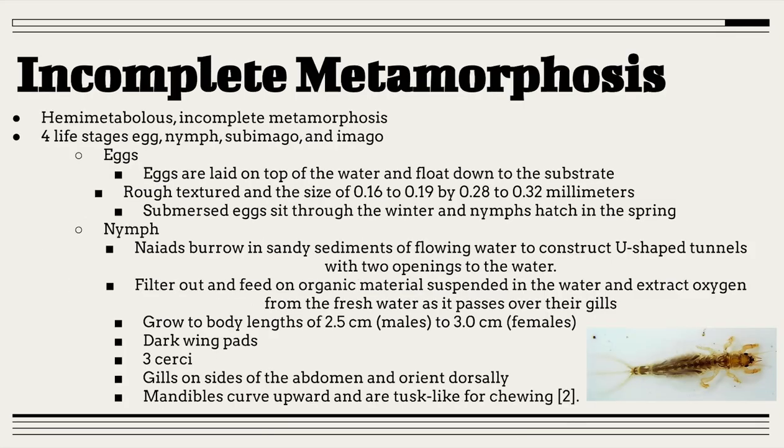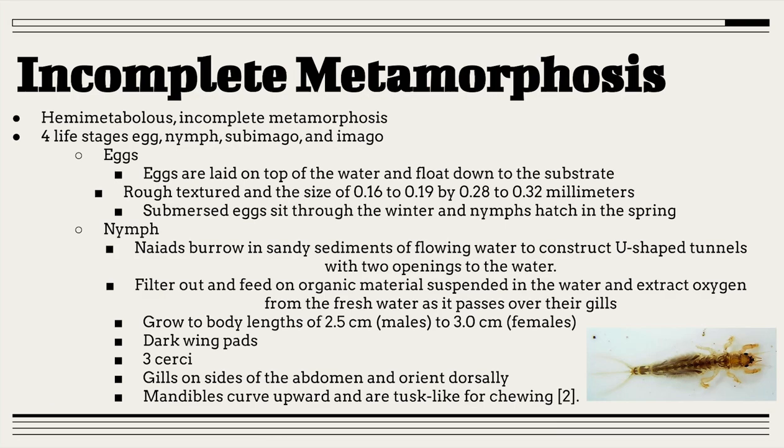Moving along, Ephemeroptera are hemimetabolous as they undergo incomplete metamorphosis. Mayflies undergo 4 separate life stages: the egg, nymph, subimago, and imago. The subimago stage is unique just to this order, as it is a pre-adult stage that looks similar to the imago but is not sexually mature.